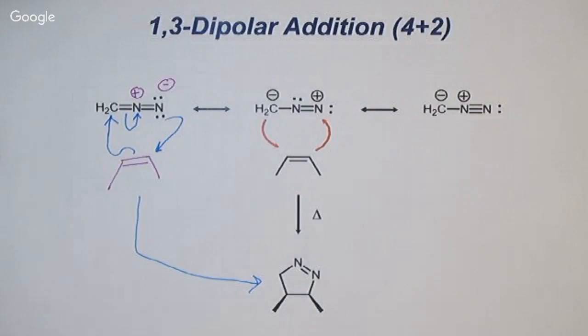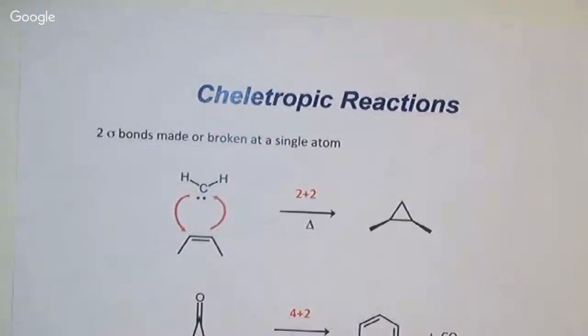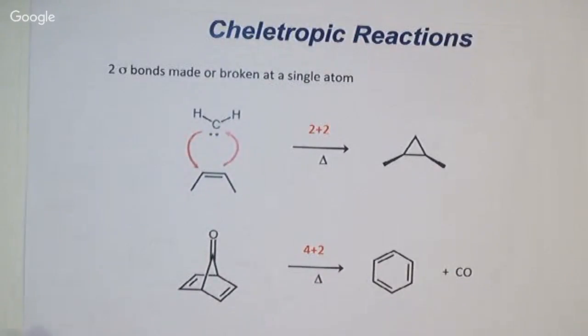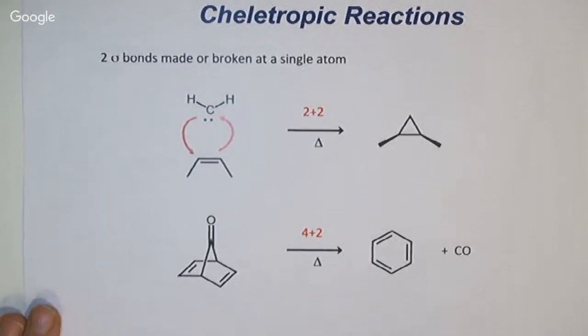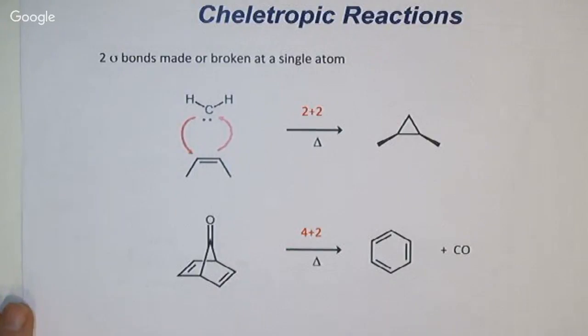The last kind of cycloaddition reaction that we can talk about would be cheletropics. These are when you have 2 sigma bonds that are made or broken at a single atom. So in the first example here, you have a carbene that's adding to a pi bond. This is a 2+2 addition. They can go both in the forward direction as well as in the reverse direction.